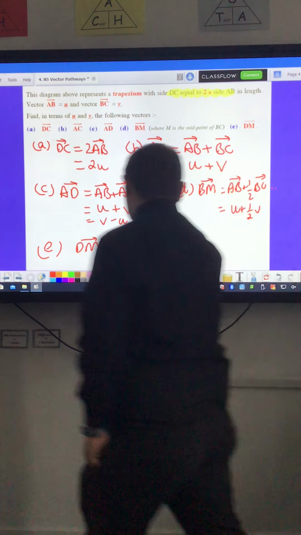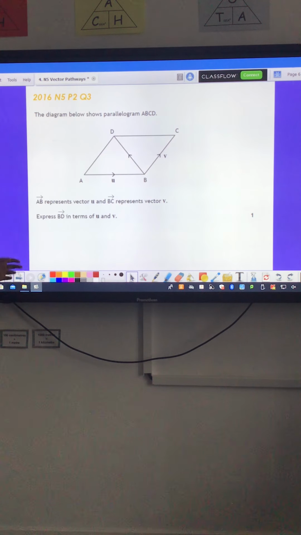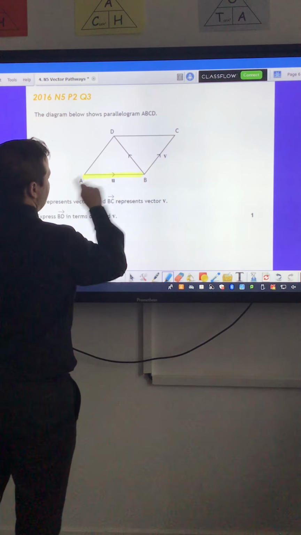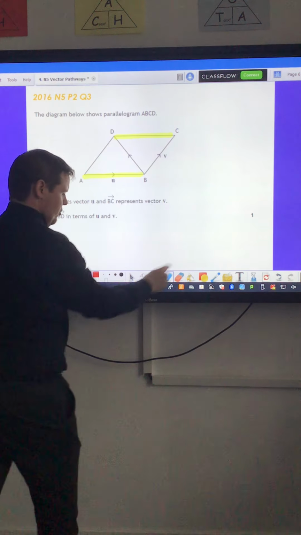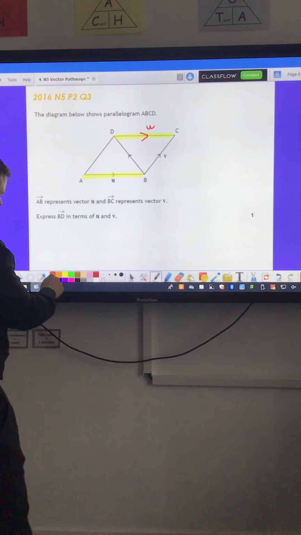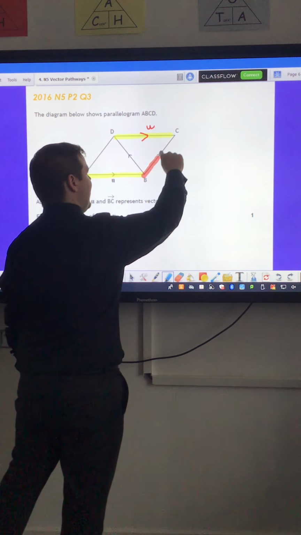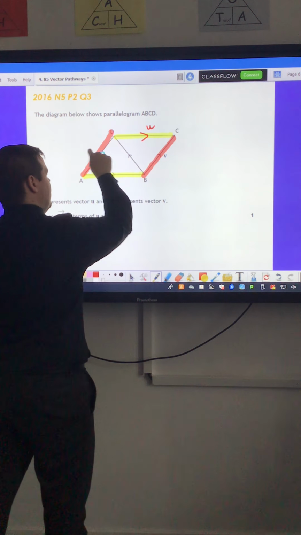Okay, so the next question we're going to look at, we'll leave that one out, and I want to look at a couple of past paper questions. This is 2016. AB represents the vector u. Quite handy in this question is going, okay, if that's vector u, then anything going in that same direction is also vector u, so is that. Okay, so that's worthwhile marking on. That is vector u. And we'll go for red. Anything going up in that direction, so that and that, those are vector v.